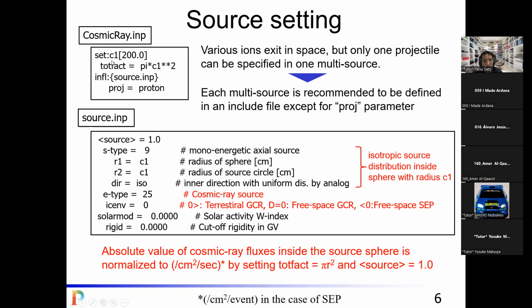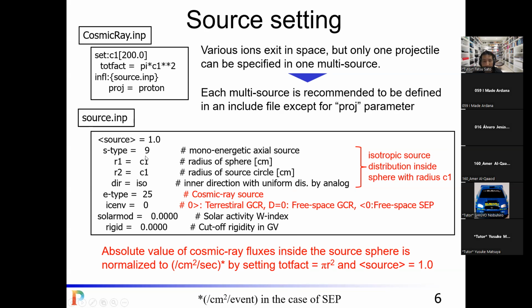Only parameter C. Maybe I have to explain this one first. This is a source condition, the cosmic ray generation condition except for the projectile. Generally, the cosmic ray source is recommended to generate in a sphere.